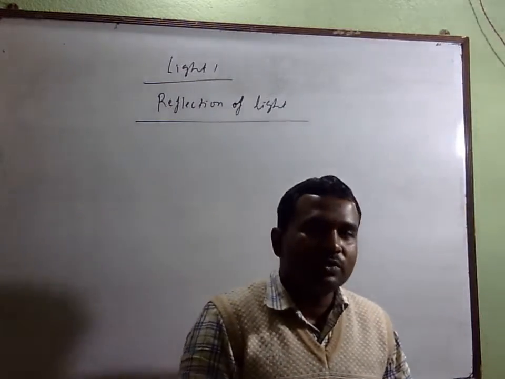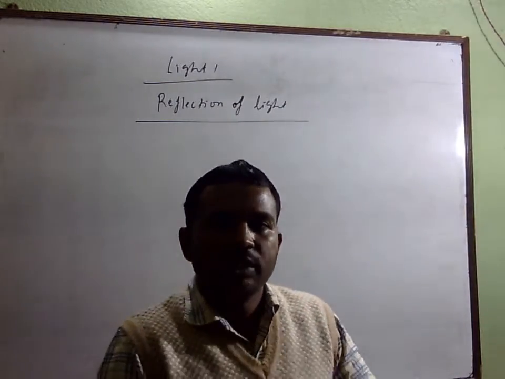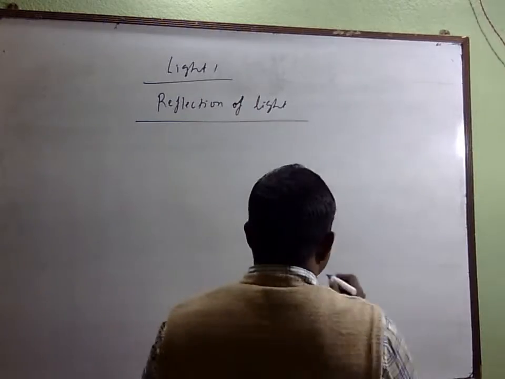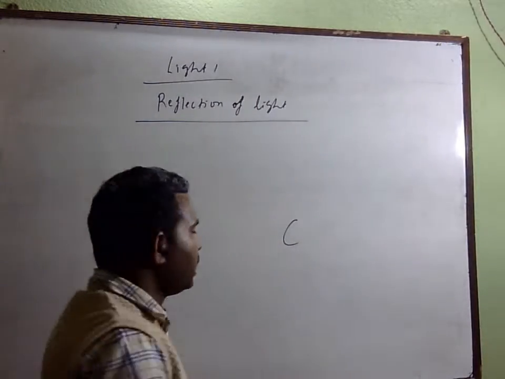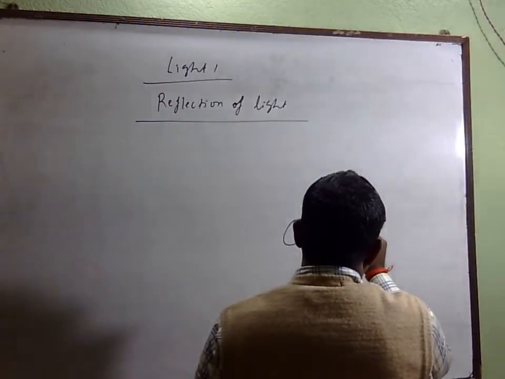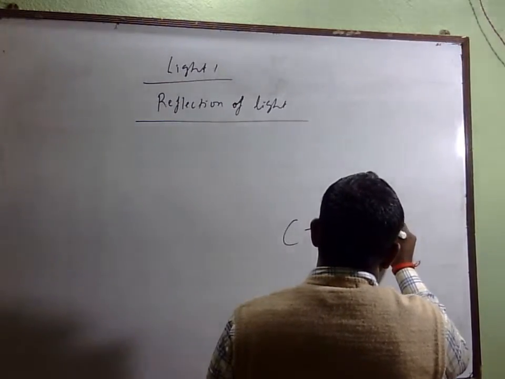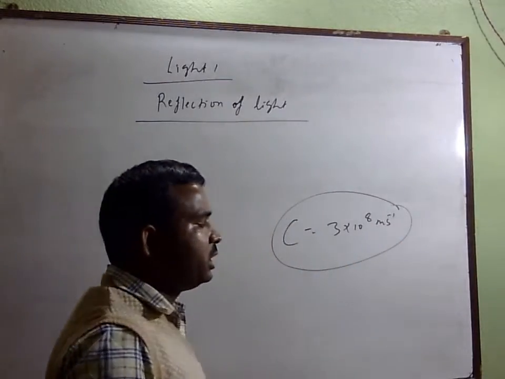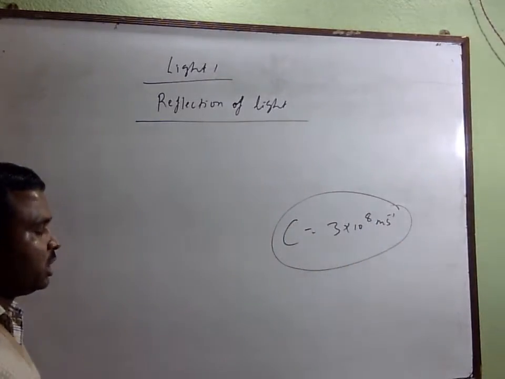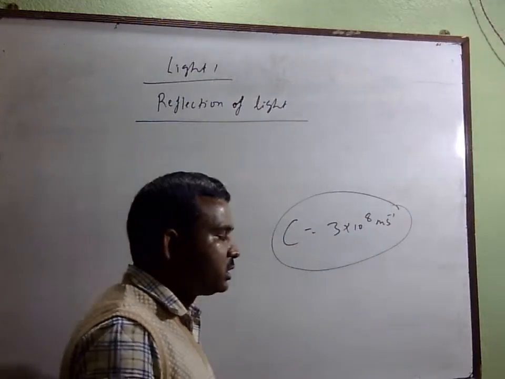Can you say what the speed of light is? Yes, the speed of light is denoted by c, and c equals 3 into 10 to the power 8 meter per second. With this speed, light travels and comes to the earth surface.